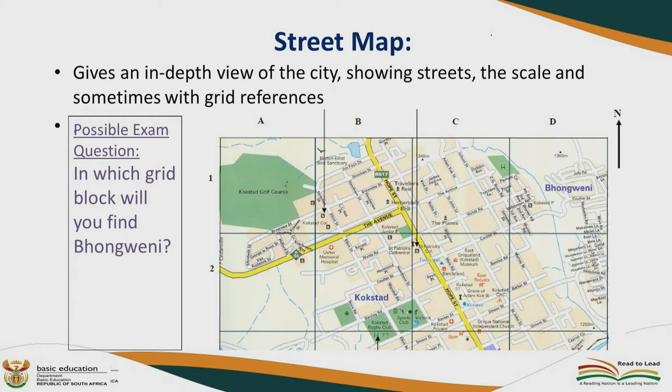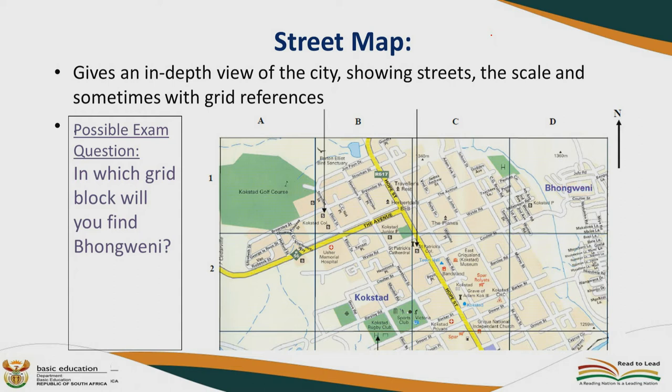And then if maybe you were asked to locate where Kokstad is, then you will say that Kokstad is in B2. I'm mentioning the ones that are visible so that all of us are on the same page. And then the Kokstad Golf Course would be in A1. That is how you answer a question if you have to give a grid reference of a position.